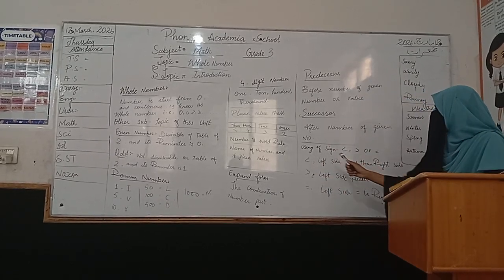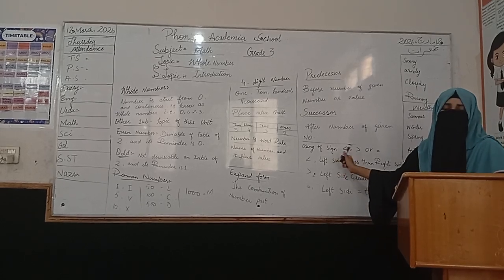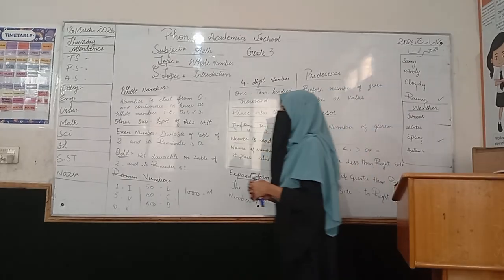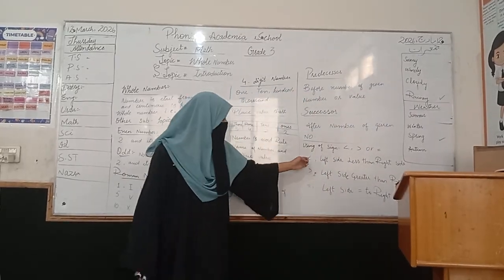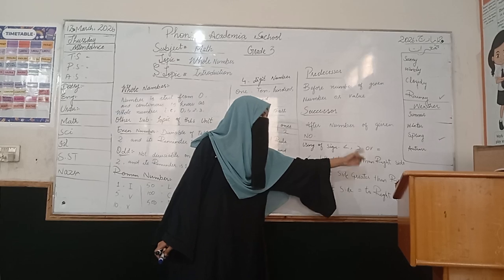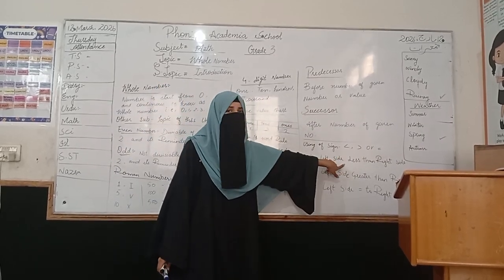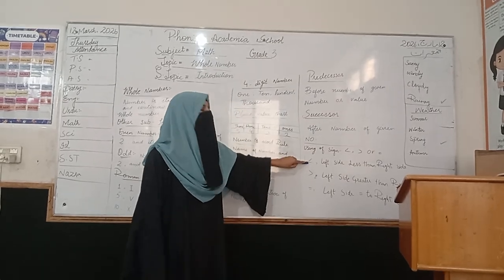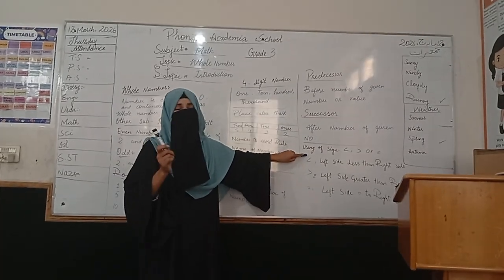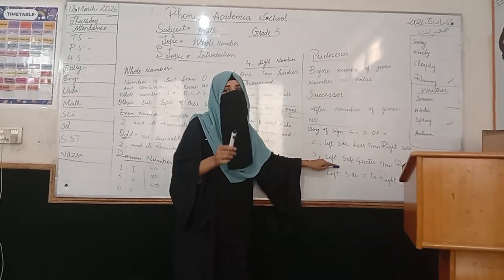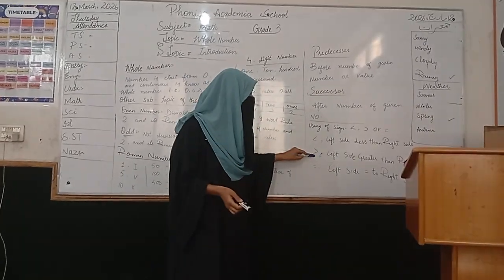Now the last topic is using the signs of less than, greater than and equal. The rule of using the sign is: when the left side is less than the right side, you use the less than sign. If you have a left side greater than the right side, you use the greater than sign.